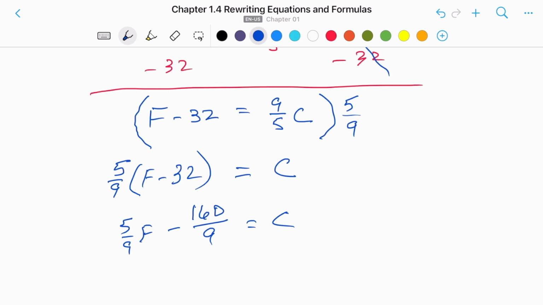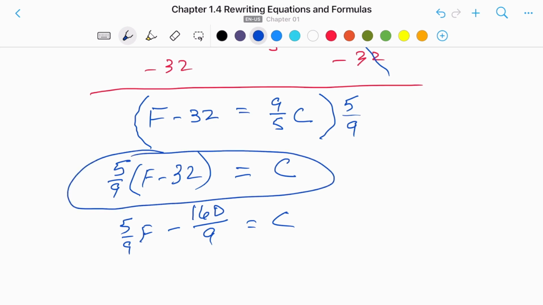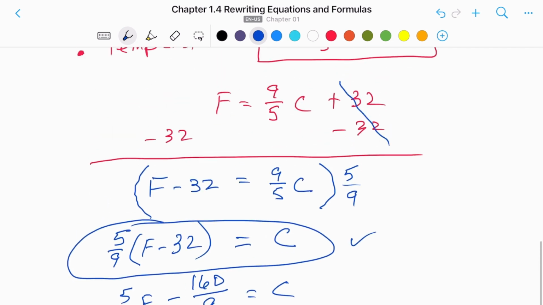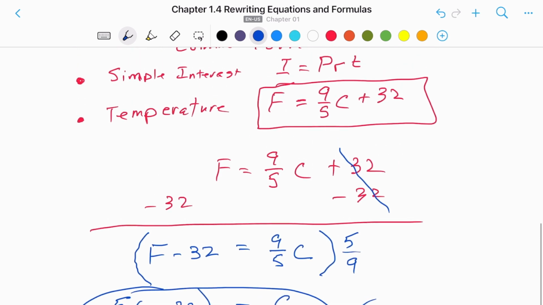And then most people just use this formula here, because you just plug in the Fahrenheit. Boom. Fahrenheit minus 32 times 5/9. Here, you have to multiply 160 and divide by 9. It's crazy. So most people will just go with this one here.